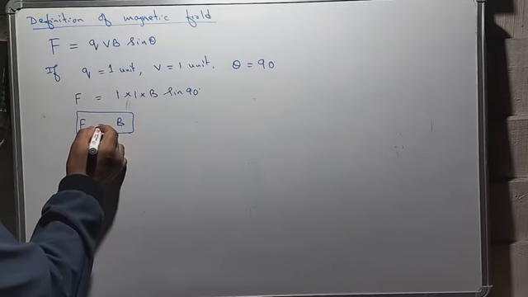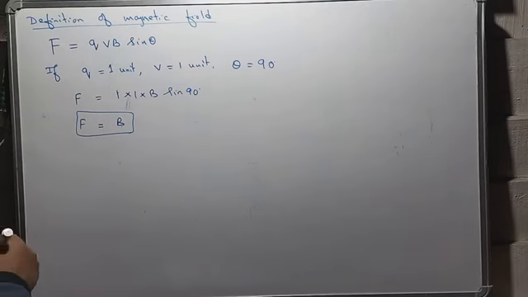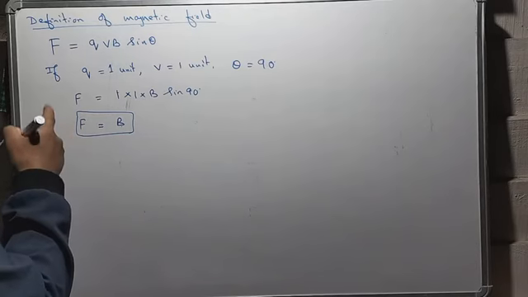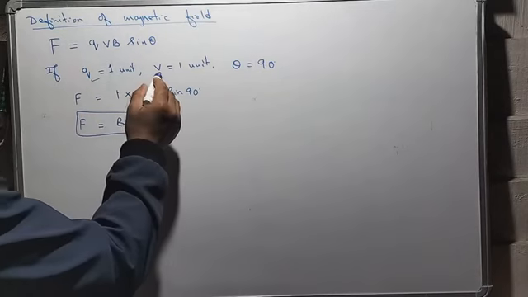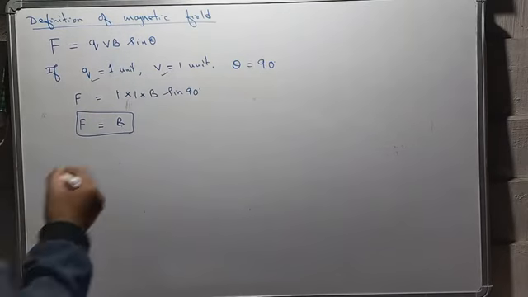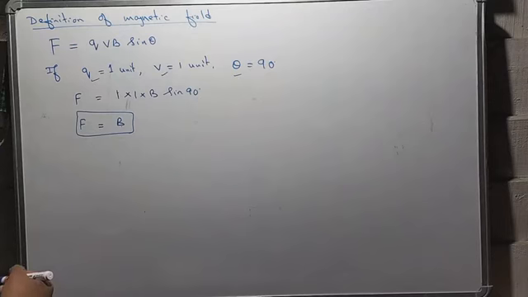So hence, we define the magnetic field at a point as the force experienced by a unit charge moving with a unit velocity at right angles to the field. So in exams, if the question asks you to define the magnetic field in terms of magnetic force, then this is the definition.